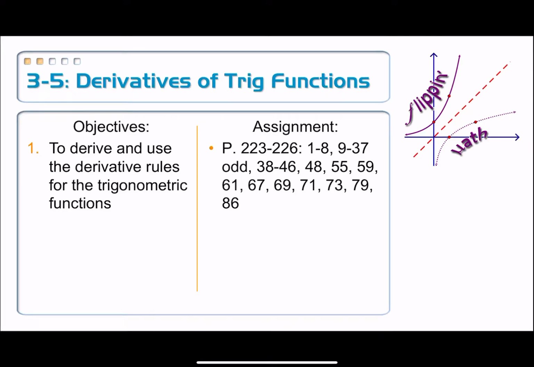The final piece to our basic derivatives unit includes finding the derivatives of all 6 trig functions. You got your sine, cosine, tangent, cotangent, secant, and cosecant. So our objective here is to derive and use the derivative rules for the trig functions.